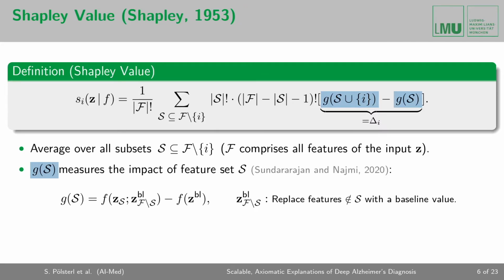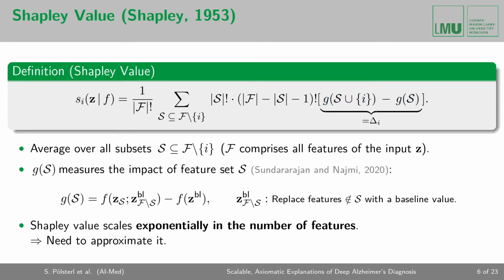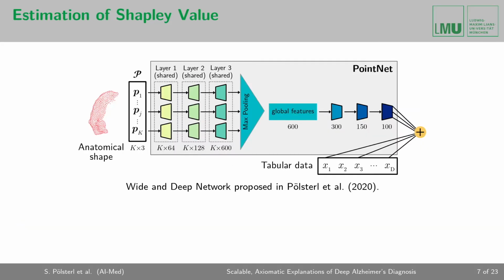To avoid retraining for each subset, we follow the common approach in the machine learning literature that simulates the absence of a feature by replacing its value with the value of a baseline or reference input instead. For images, the baseline is often a black image, but since we are dealing with shape representation, we instead project each point onto the convex hull. The downside of the Shapley value is that it scales exponentially in the number of features, which means we need to approximate it for most practical purposes.